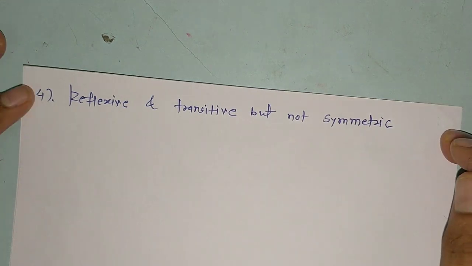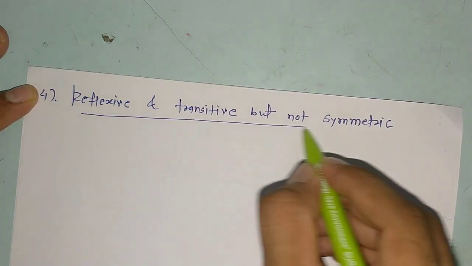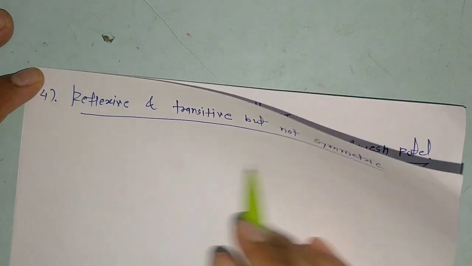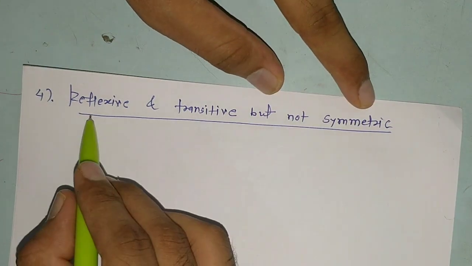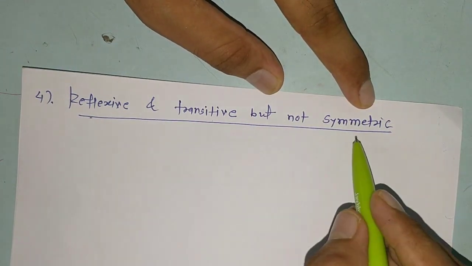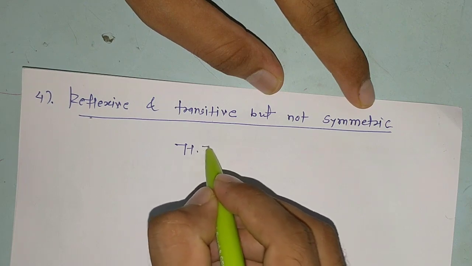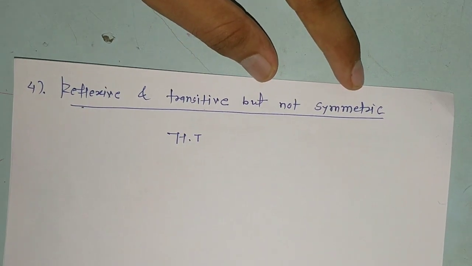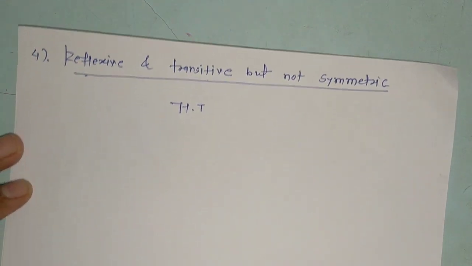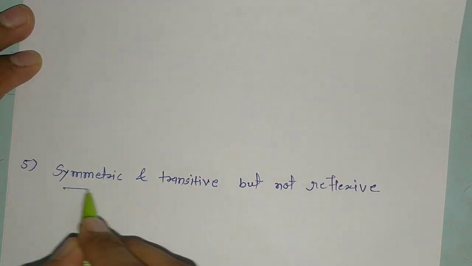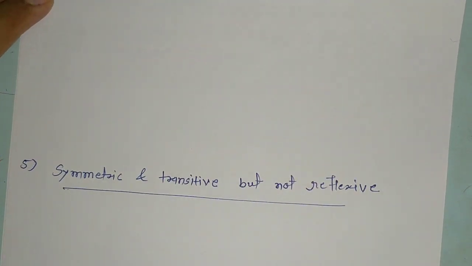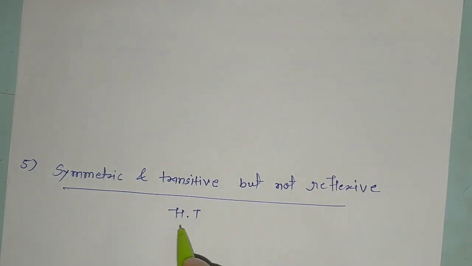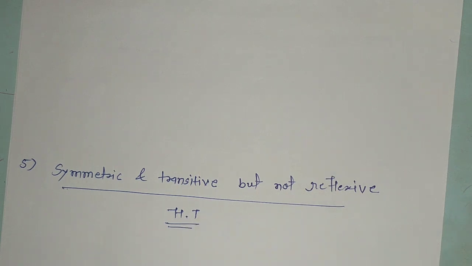According to the same approach, I am giving you this question as a home task: form a relation which is reflexive and transitive but not symmetric. Take a screenshot if you want to and try it yourself. Same condition: form a relation which is symmetric, transitive but not reflexive. I am giving you this also as a home task. Take a screenshot if you want to and try it yourself.